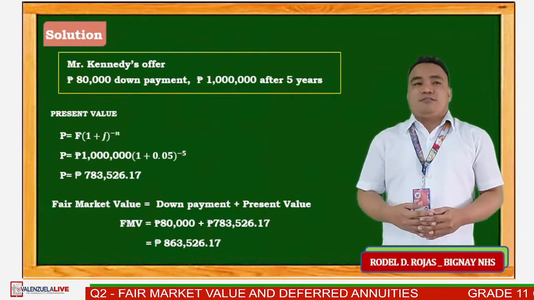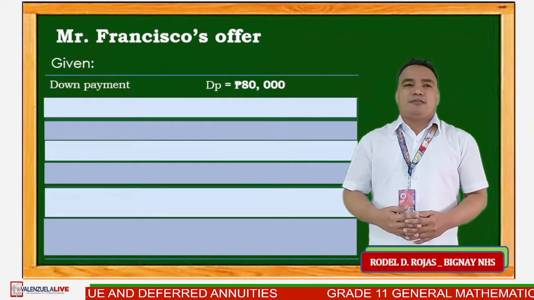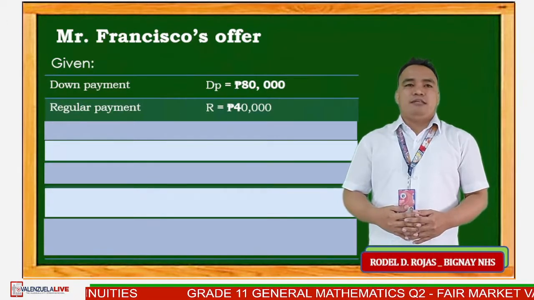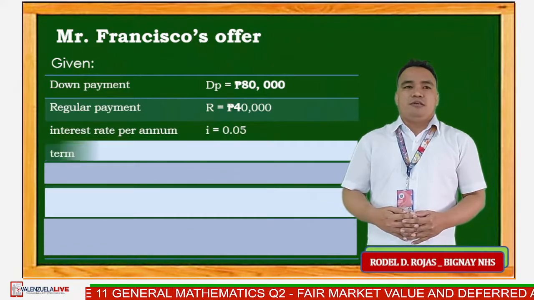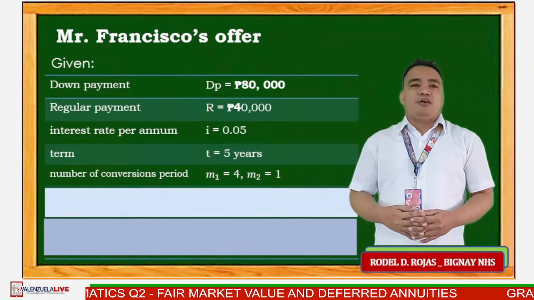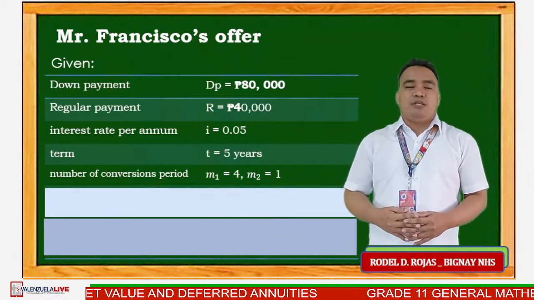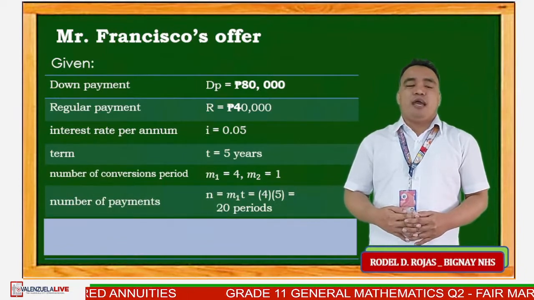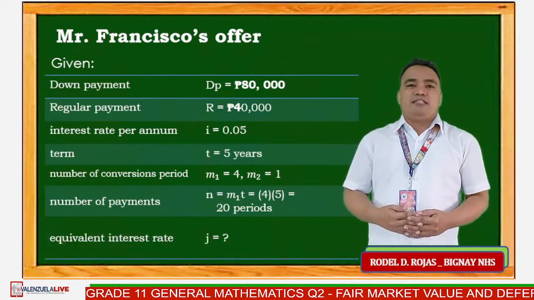For Mr. Francisco's offer, the following given are down payment equals 80,000 pesos, regular payment 40,000 pesos, the interest rate I equals 0.05, term is 5 years, the value of the conversion period M sub 1 equals 4 because of the word quarterly, and M sub 2 equals 1 for compounded annually. For N equals M times T equals 4 times 5, so N equals 20 periods. Next, equivalent interest rate J is unknown.